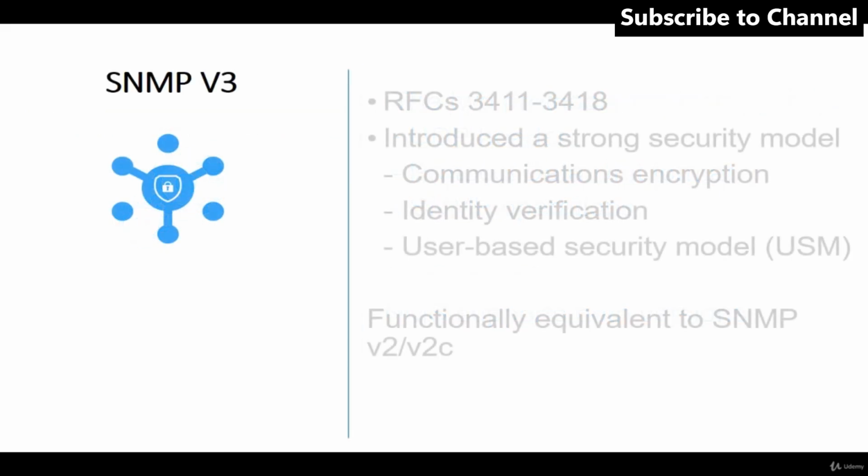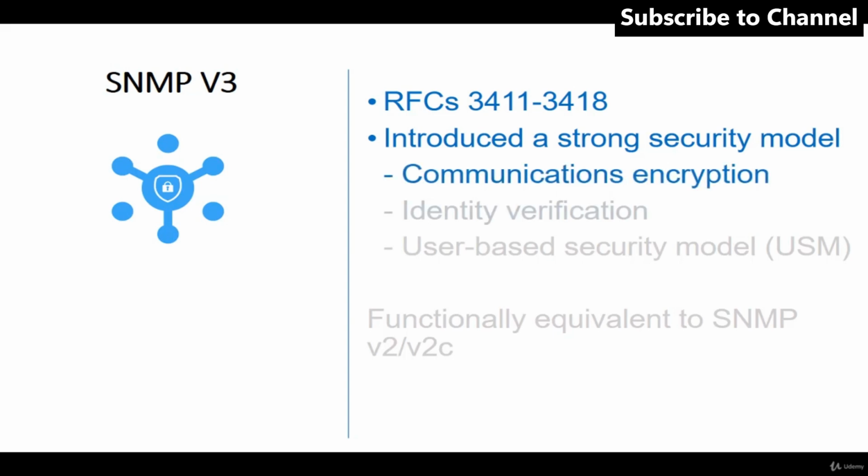And lastly, we move on to SNMP v3. SNMP v3 is the newest of the protocol, defined in RFCs 3411 to 3418. The main difference between SNMP v1 and SNMP v3 is that SNMP v3 introduced a very strong security model. It encrypts the community and requires identity verification from both the sending and receiving station.